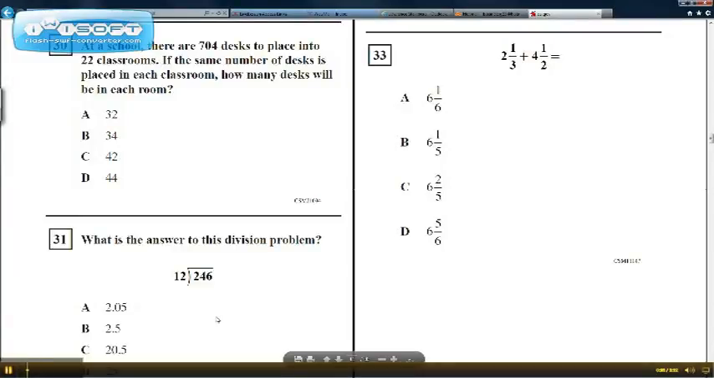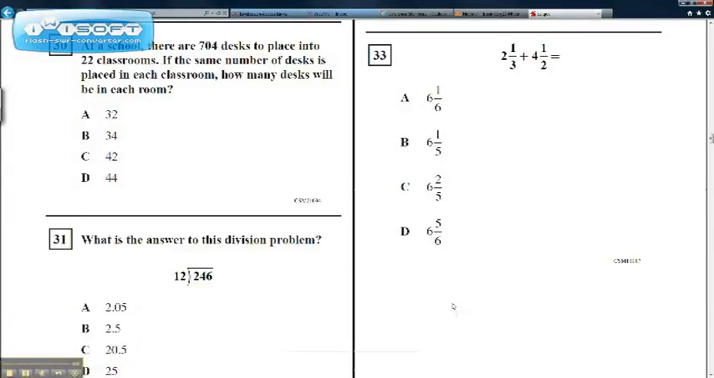In this little short video, we're going to focus on number 33. You'll notice we're adding mixed numbers, which means we have a whole number and a fraction. We're going to add two of them. Looking at my choices, I see two of them have a denominator of 6, and the other two have a denominator of 5. After we figure out our common denominator, we can eliminate at least two of these choices.